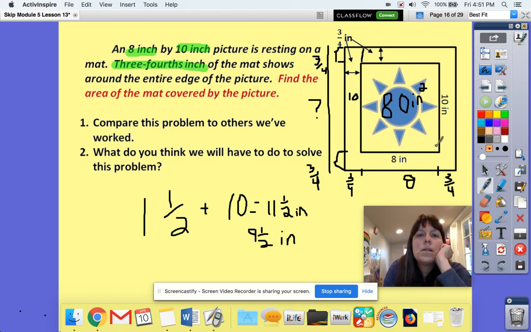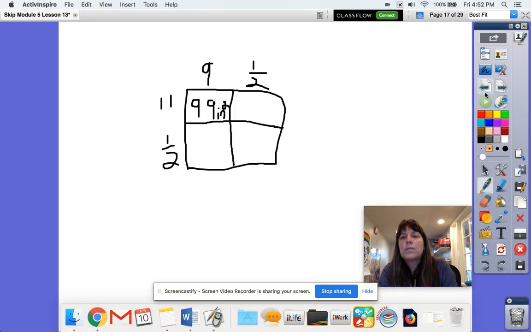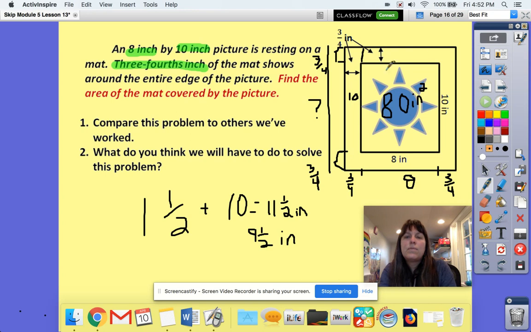So we want to know the area of the mat covered by the picture. Okay, so when we get our total here, we're going to subtract the area of the picture from the total, and that should give you the answer. So when we Zoom later today, I'm going to ask you what you got, and we'll talk about it there.